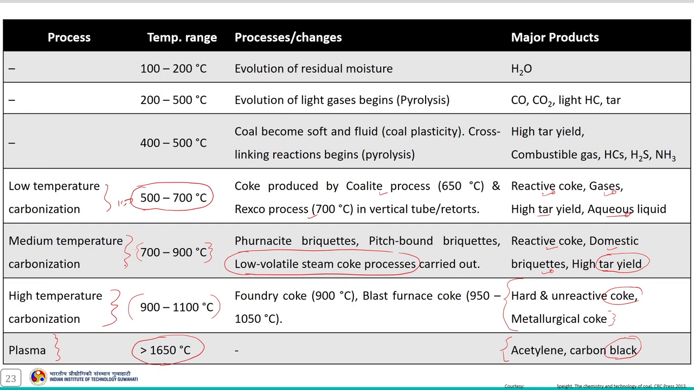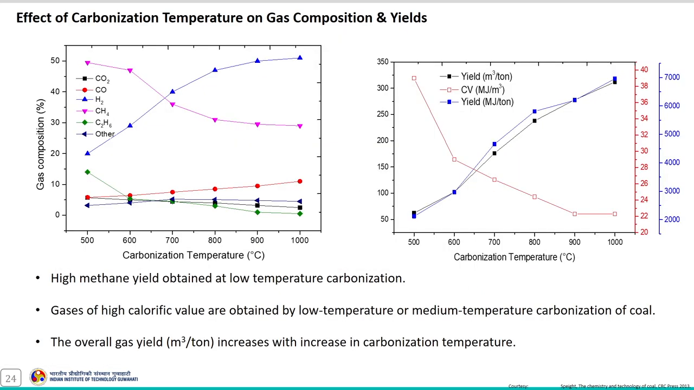And this table provides the detailed information about the different carbonization processes which can be carried out in different temperature ranges along with their major products. And these two graphs here provide the information about the effect of carbonization temperature on gas composition and the yield. So, in this case, the high methane yield is obtained at low temperature carbonization, while the gases of high calorific value are obtained at low temperature or medium temperature carbonization of coal.